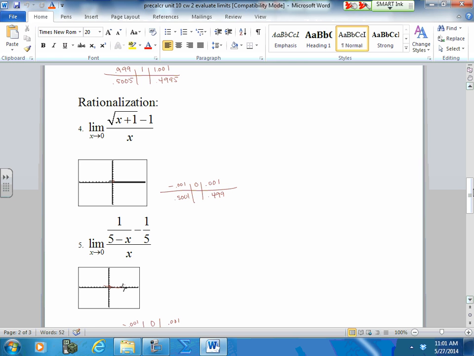Same thing you did when you rationalized your denominator. Same terms, opposite signs. So you're going to multiply the numerator and the denominator by its conjugate. The conjugate of the numerator.